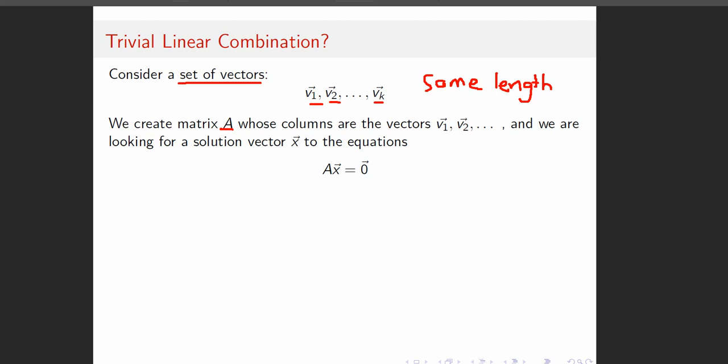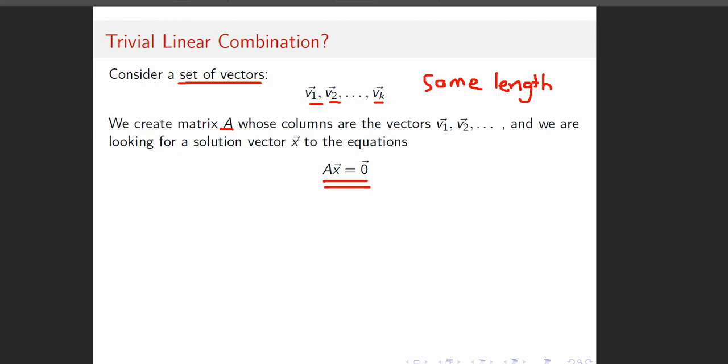And so what we're looking for is a vector x so that when I multiply it by A, it equals the zero vector. And if you think about it, this is exactly what it means if we do those dot products, right?